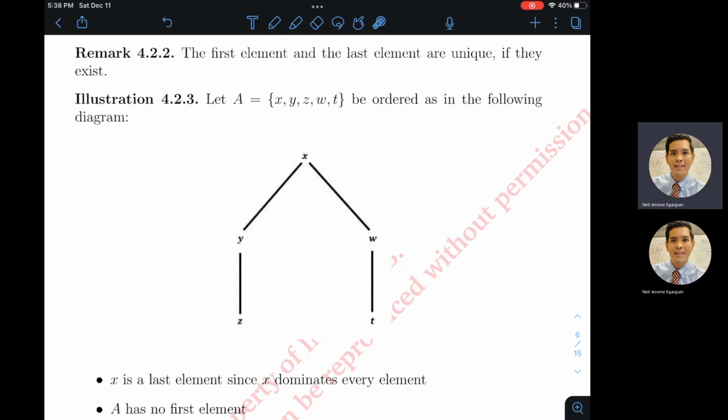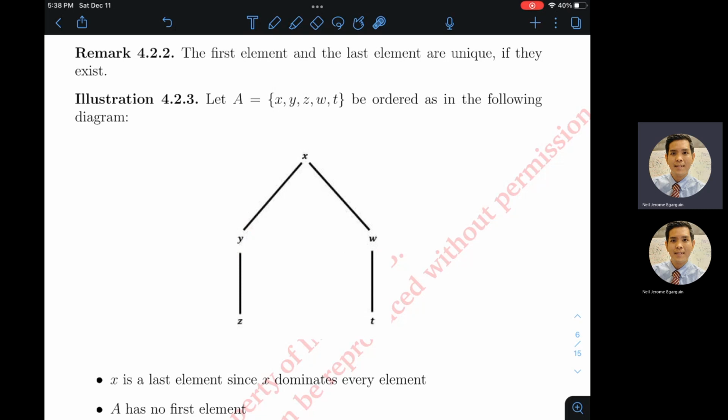Now, can you take a moment to see ano yung first at saka last element nung partial order natin illustrated with a poset diagram if they exist? So you can pause this video right now, write down your answer, and then after 2 seconds, I'm gonna reveal the answer. All right? So pause now. All right, so hopefully nasulat nyo na yung sagot nyo. So let's see if our answers are correct.